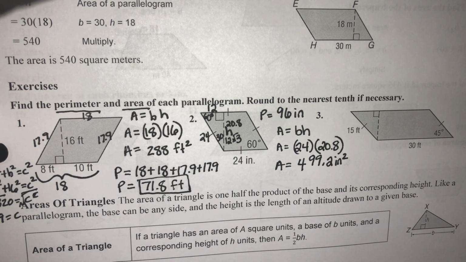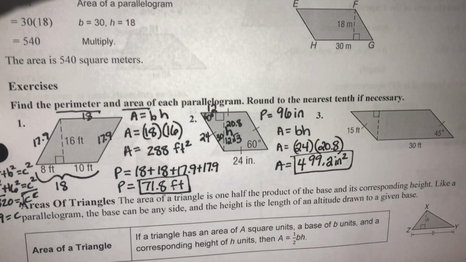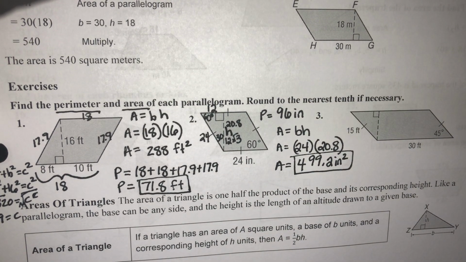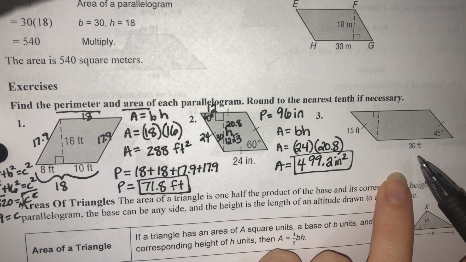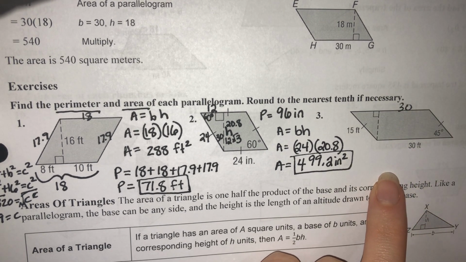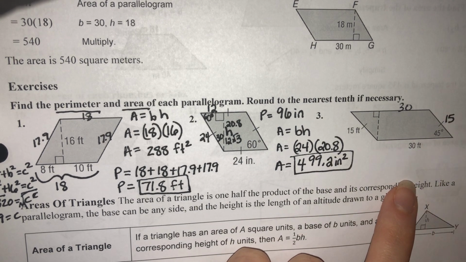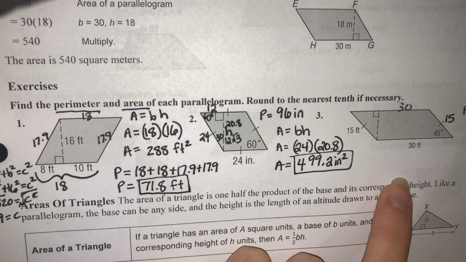So next, number 3. We have another parallelogram. We know the bottom side is 30. That means that the top side is also going to be 30 because the opposite sides are congruent. The left is 15. The right is going to also be 15. And that means our perimeter is pretty easy to find. We just add 30 plus 30 plus 15 plus 15, which gives us a total of 90 feet.